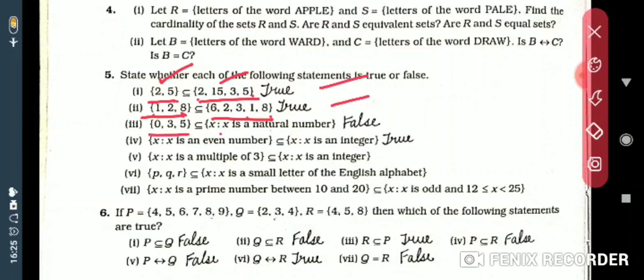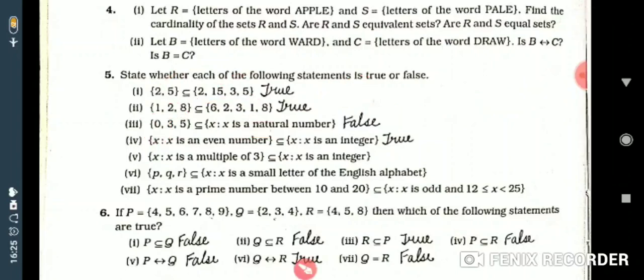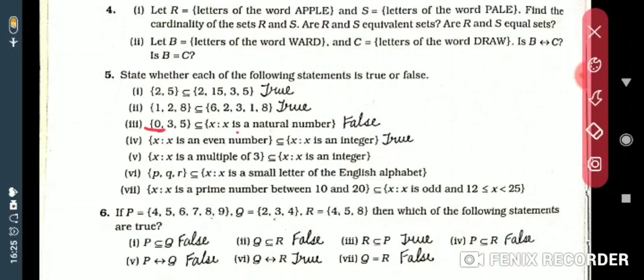Next, 0, 3, 5. Next set, x such that x is a natural number. Natural numbers mean 1, 2, 3 and so on. So 3 will be there here, 5 will be there here, 0 won't be there. So 0 is not there. So this will not be a subset because one element, that is 0, is not there. 0 is not there here because natural numbers begin from 1. So this is not a subset.